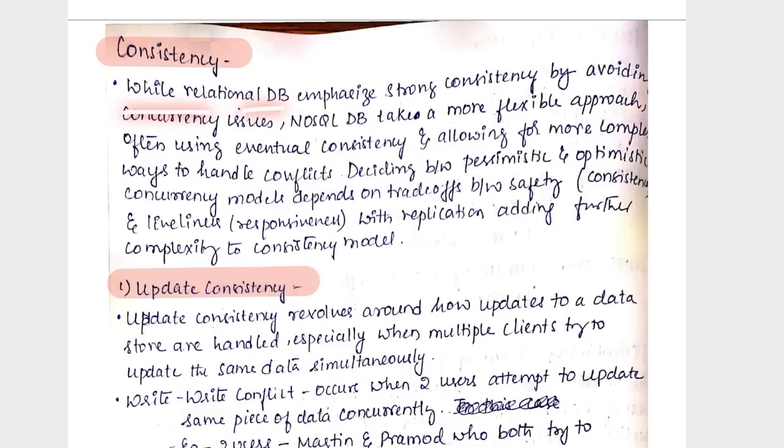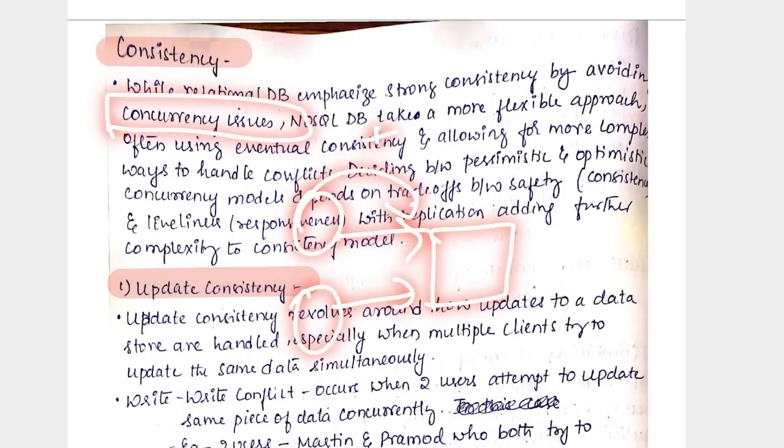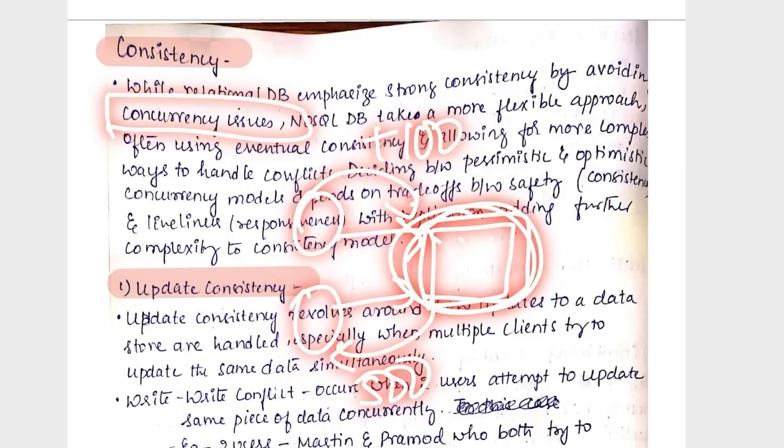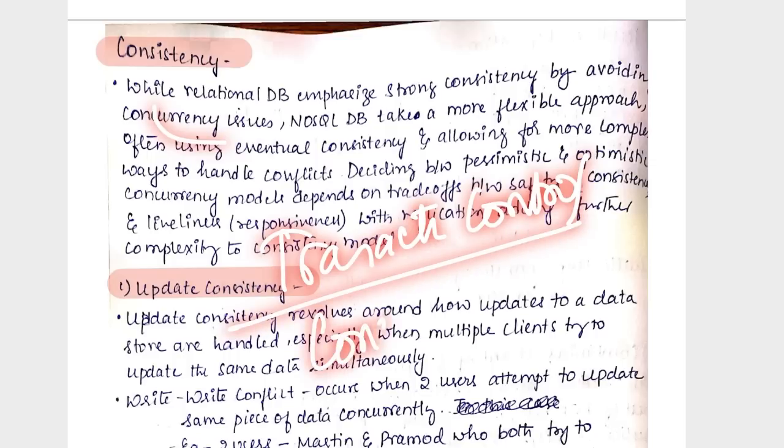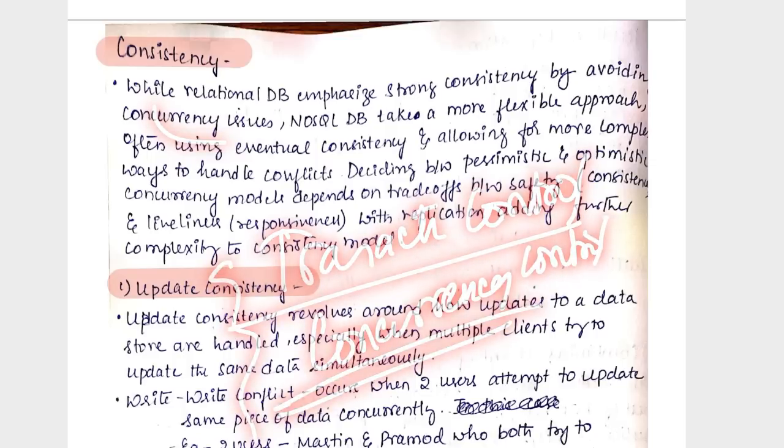While relational databases emphasize strong consistency by avoiding concurrency issues, we know how concurrency issues occur. Suppose two users are trying to access the same bank account. If one is adding 100 rupees and the other is deducting 500 rupees, and at the same time they are checking the status of their account, then the data would be inconsistent, right? By making use of transaction control and concurrency control, we can handle such issues. That happens in relational databases, which emphasize strong consistency by avoiding concurrency issues.